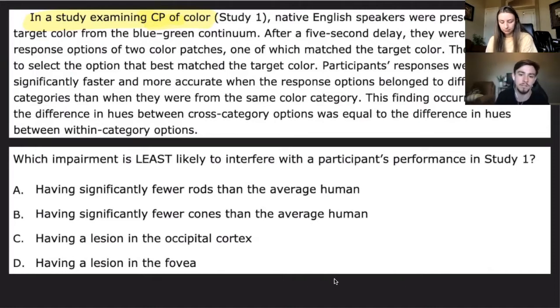Which impairment is, okay, now we actually get to the real question. Which impairment is least likely to interfere with the participant's performance in study 1? Okay, so which of these is not going to hurt our performance? My performance is what? So you see how I'm asking myself questions as I break this question down to something simpler. My performance is the ability to distinguish between colors. So which of these is least likely to hurt my ability to distinguish between colors? And if I had to guess, I would say it's going to actually increase my ability, but let's see.